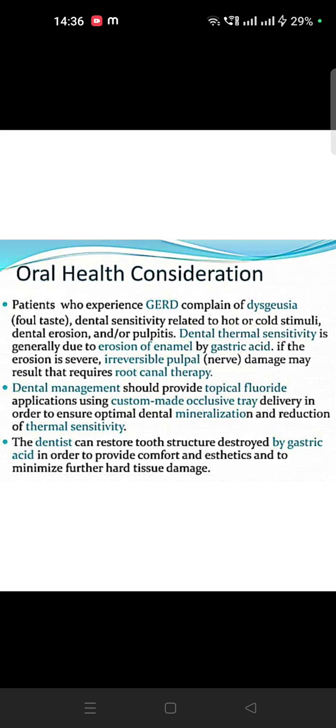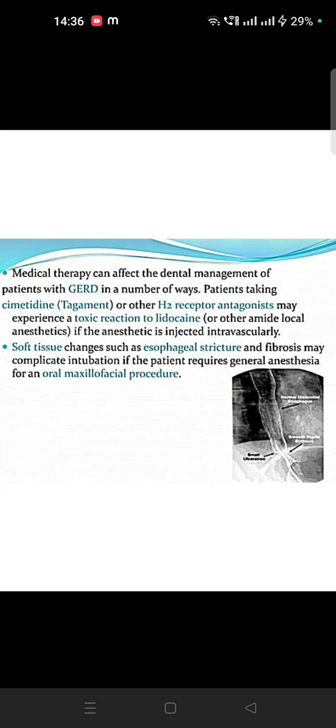So the dentist can restore the tooth structure damaged by gastric acid to provide comfort and minimize further hard tissue damage. Medical therapy can also be done alongside dental management. If the patient is taking cimetidine or an H2 receptor antagonist, there may be a toxic reaction to lidocaine. So they can use lidocaine for numbness of the teeth.